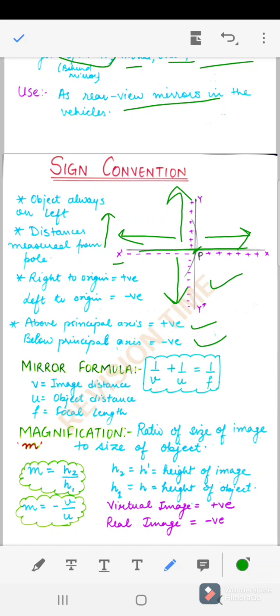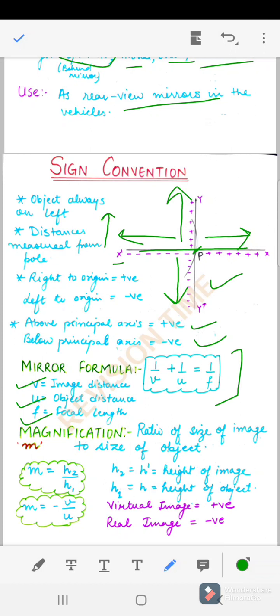Right? Now, what is the mirror formula? We have this formula here which says 1/v plus 1/u is equal to 1/f. v here is the image distance, u is the object distance, f is the focal length, we all know that.